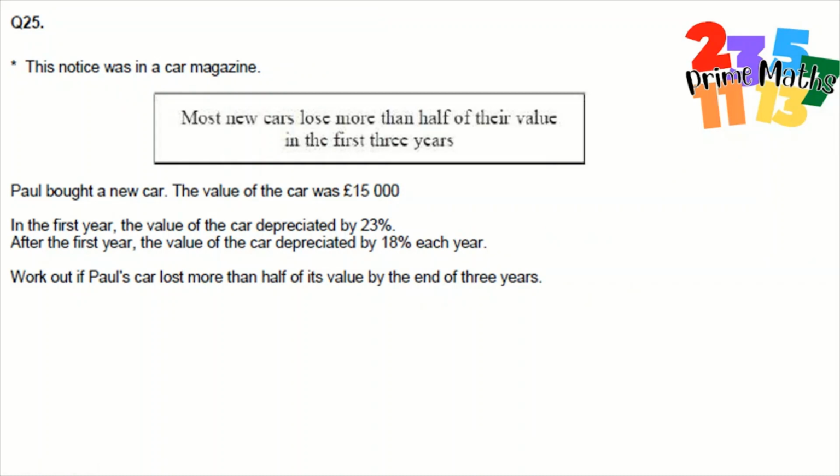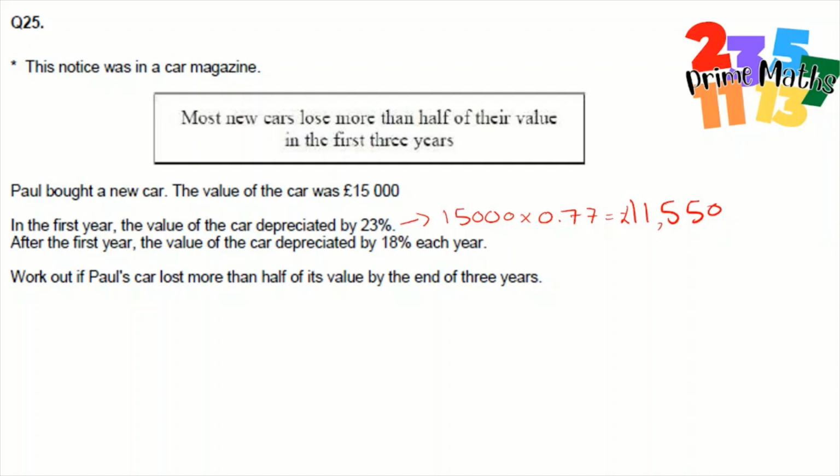Question 25 is another reasoning question, this time with percentages. Paul bought a new car, the value was £15,000. At the end of the first year, it depreciated by 23%. So we can work out the new value of the car by doing 15,000 times by 0.77. So at the end of the first year, Paul's car was worth £11,550.